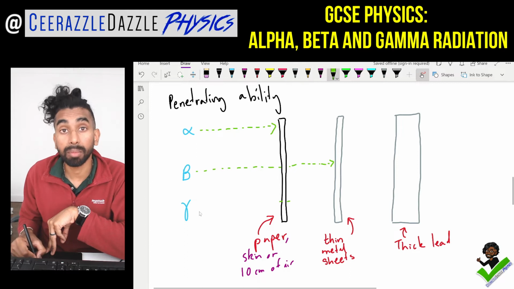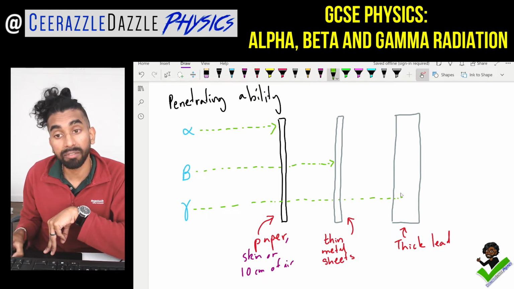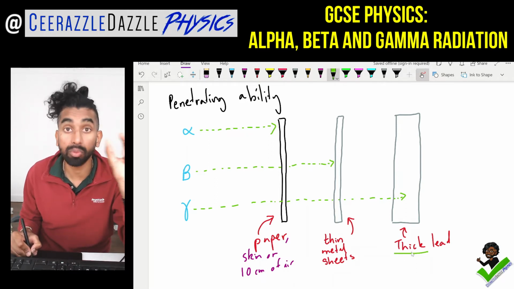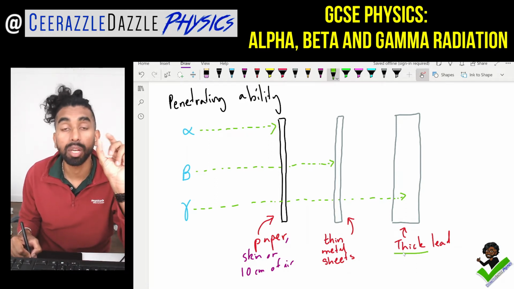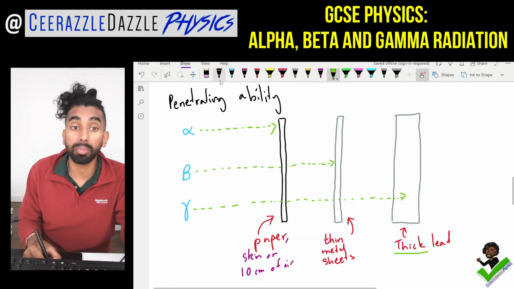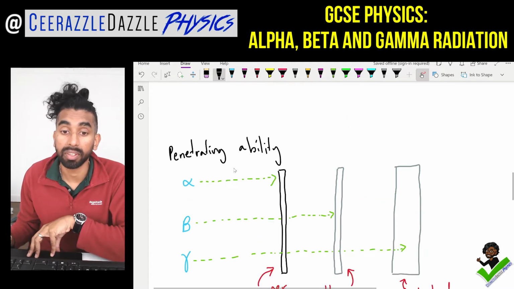Gamma is the most penetrating, so it can pass through the paper and through the metal sheets, but it's only stopped by thick lead. Notice it has to be thick lead. If you just have a small bit of lead, it will reduce it. So very thick lead will actually stop the gamma radiation. We now know how to stop alpha, beta, and gamma, guys. Make sure that you're familiar with these as well.